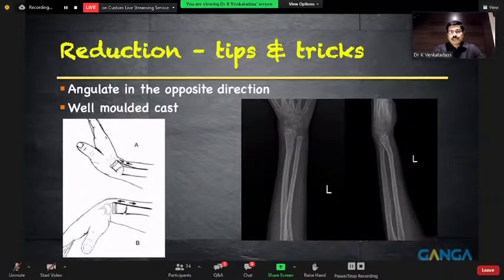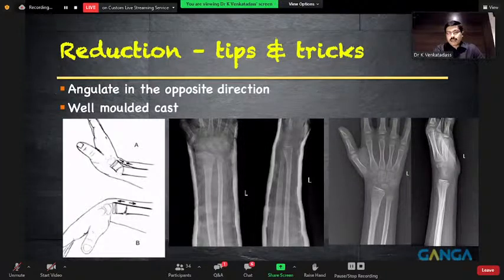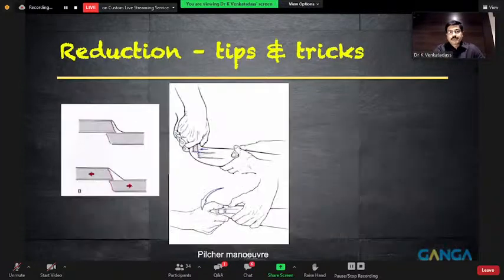So simple fractures with uniplanar angulation like this, you just have to angulate in the opposite direction, and I cannot stress enough the importance of a well-molded cast application, which is the most important factor in determining the success of your closed reduction procedure. So you do a well-molded cast, and you measure the cast index, making sure that the cast index is less than 0.8. The most common cause of loss of reduction in these patients is actually a poorly applied cast. So if you apply the plaster very well, it goes on to heal in the desired position.